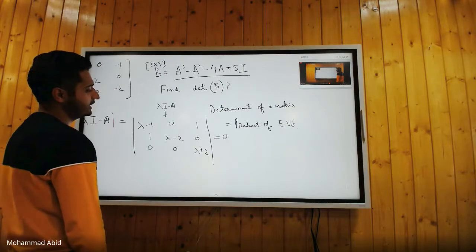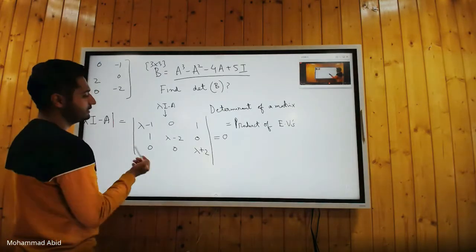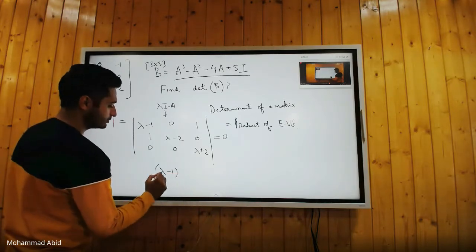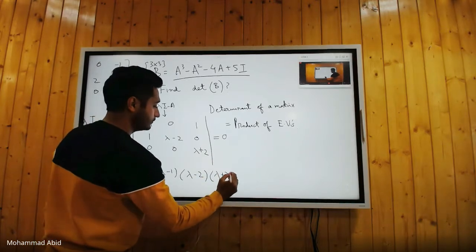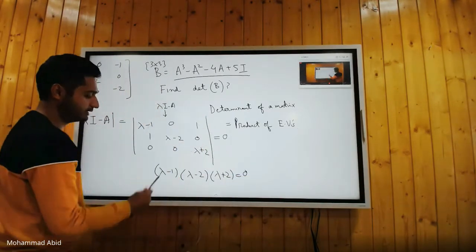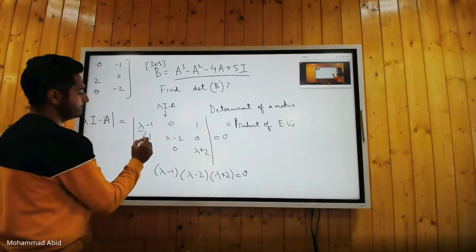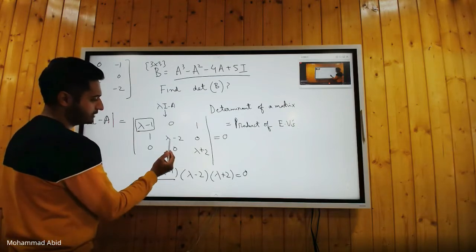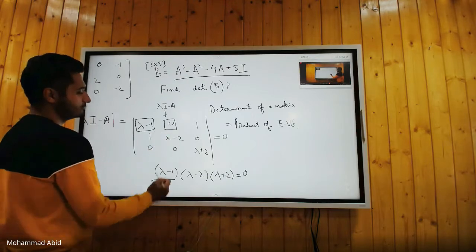Again, I'm using the advantage of symmetry here. You can see that if I expand this determinant, I will simply get (lambda minus 1), (lambda minus 2), and (lambda plus 2) equal to 0. No need to solve the entire thing. Why? Because when you expand about this, you get (lambda minus 2)(lambda plus 2), which is here. This pivot is already 0, no need.